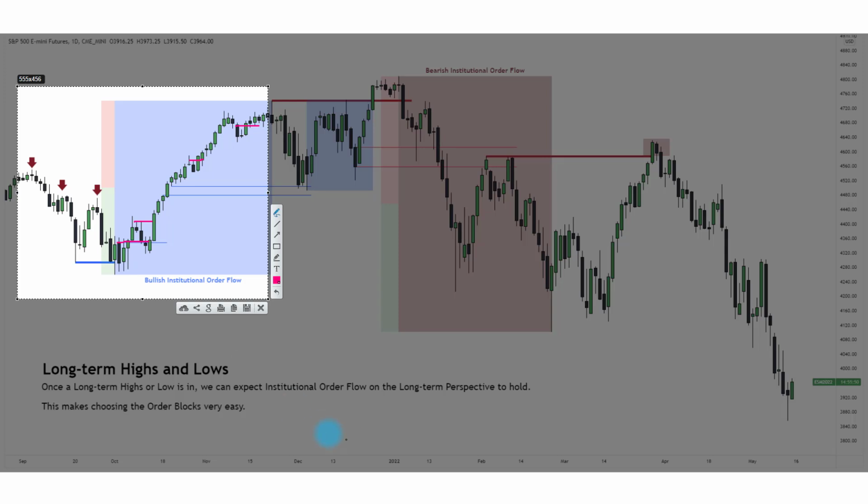Okay, but take a look at institutional order flow. Resistance levels start to break. Bearish order blocks start to break. Okay, so now this puts perspective. Once a long-term low is in, we can expect these opposing order blocks to break, and these opposing highs to be hunted.